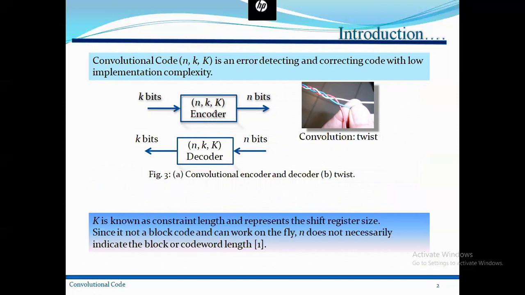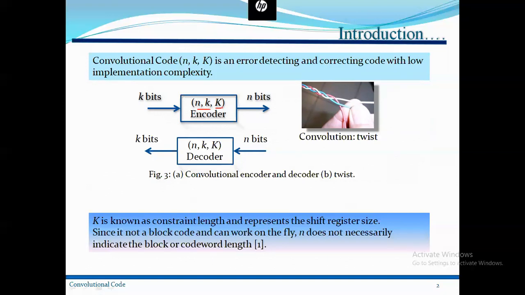In linear block codes, we have only two parameters. One is the length of the encoded bit stream, and one is the input data stream. The third parameter, constraint length, is not given. But here we consider the constraint length. Constraint length defines how many previous bits we take into account to encode the message.